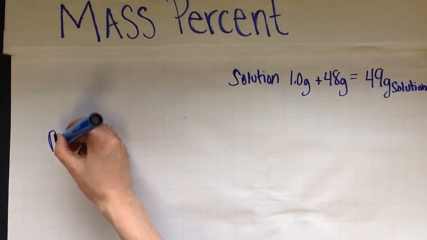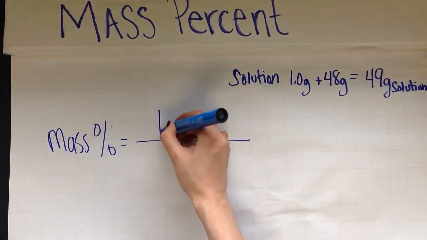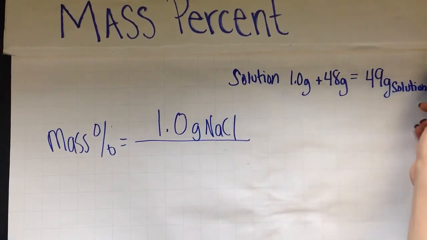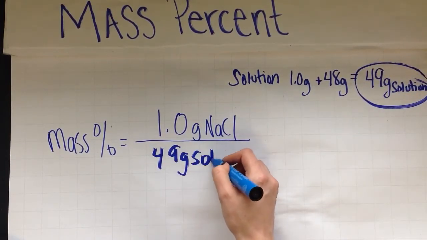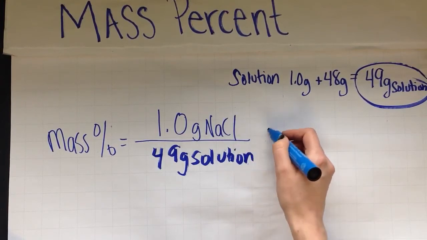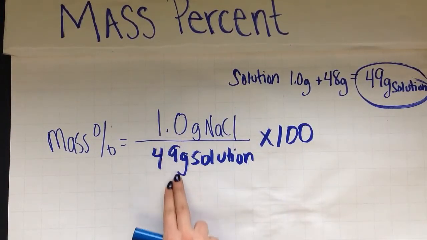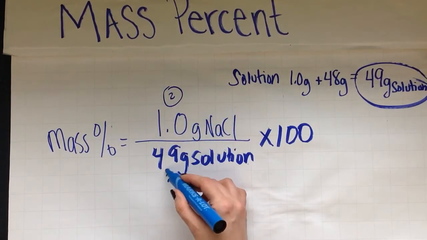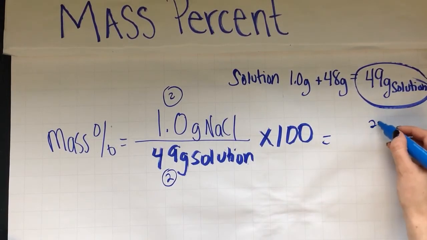So let's do that. Mass percent is equal to the 1 gram of solute in the 49 grams of the total solution. And then we times it by 100 to get the percentage. Where do we look for sig figs? These two values. I've got 2 sig figs up here. I've got 2 sig figs down here. We don't look at the 100. So my answer is going to have 2 sig figs.